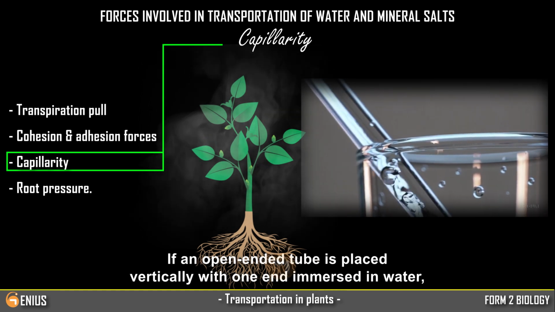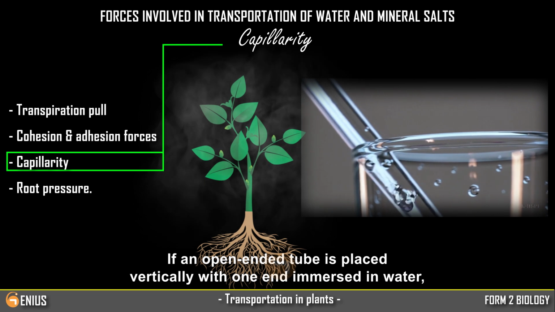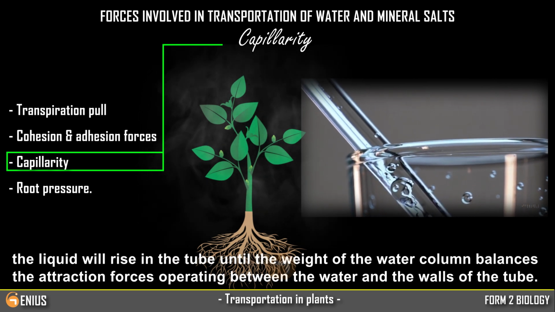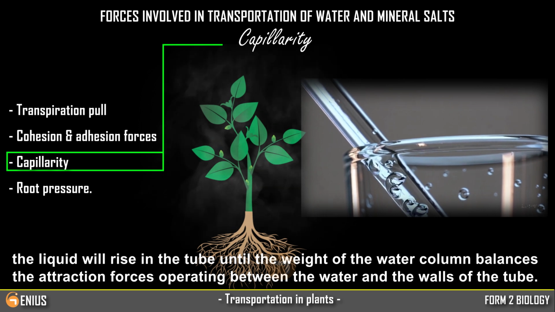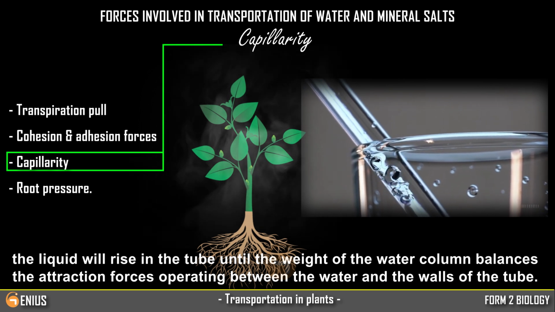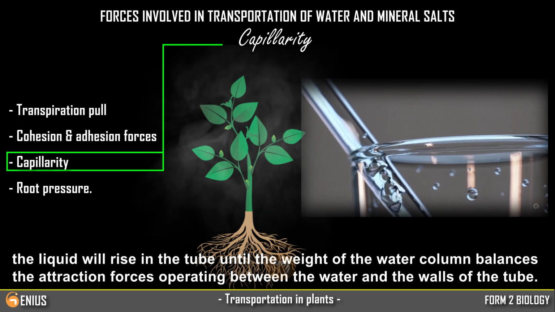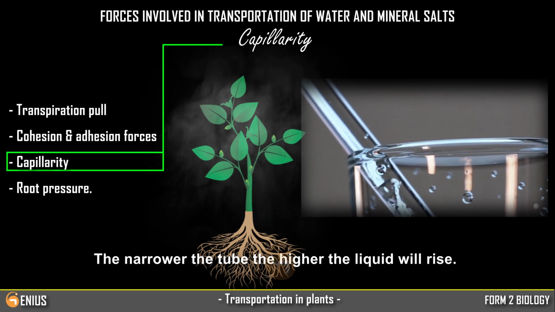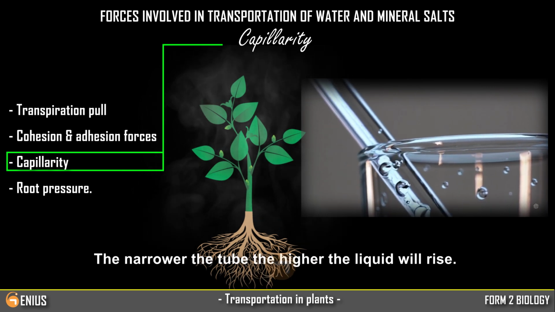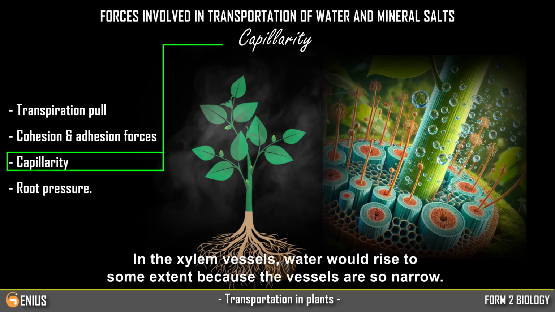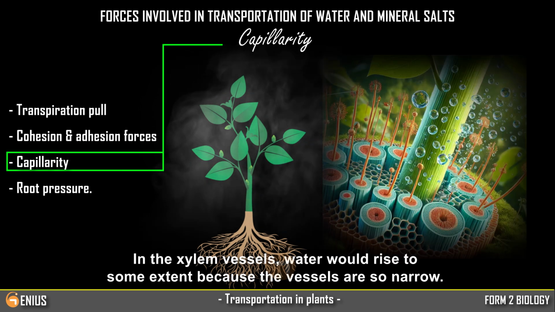If an open-ended tube is placed vertically with one end immersed in water, the liquid will rise in the tube until the weight of the water column balances the attraction forces operating between the water and the walls of the tube. The narrower the tube, the higher the liquid will rise. In the xylem vessels, water would rise to some extent because the vessels are so narrow.